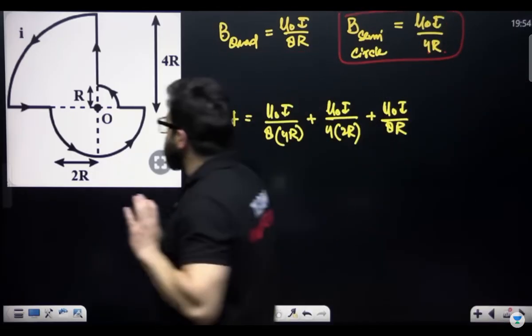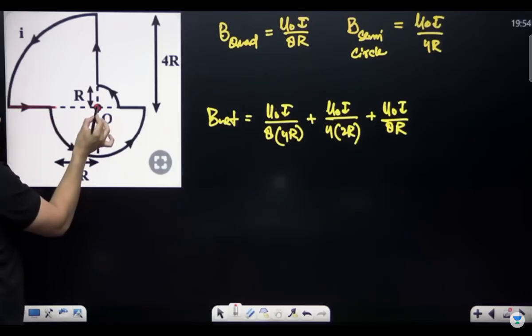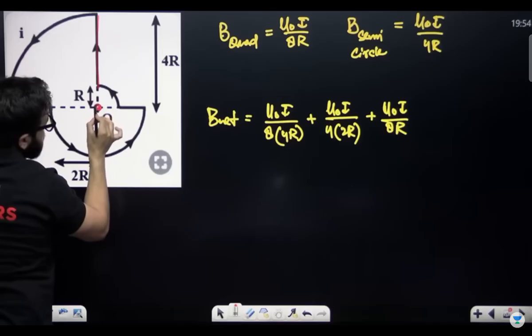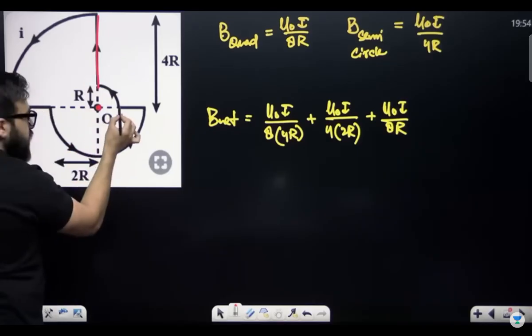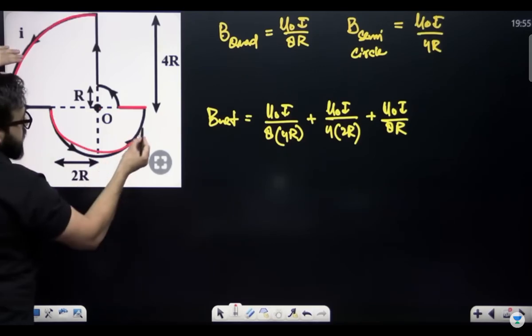Now guys, magnetic field due to this wire at the center will be 0, because if the point lies on the axis of the wire, then the magnetic field at that point is 0. Magnetic field due to this straight wire at this point is also 0, because this lies on its axis. Magnetic field due to this portion of the wire is also 0. Now magnetic field will be created due to this arc, this semicircle, and this arc.